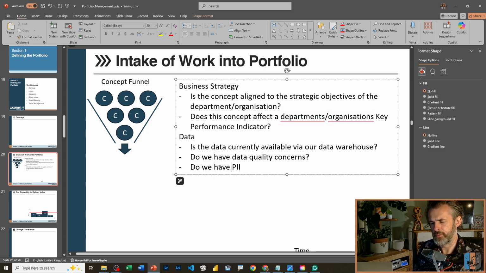Do we have any PII concerns? No, not concerns. Should PII be considered? Yep, big one. Completely changes how we will be storing data, surfacing data, who gets to see it, all these different types of things.